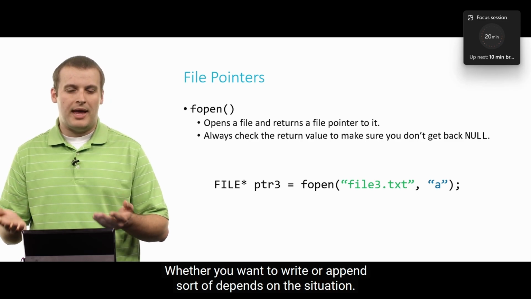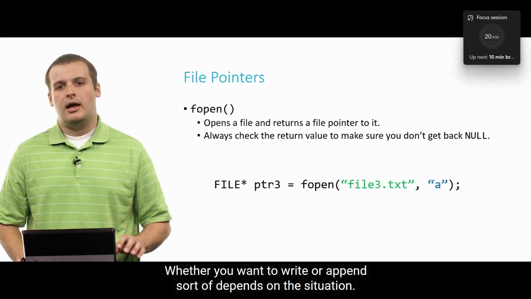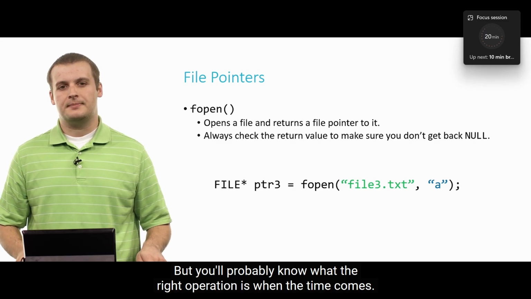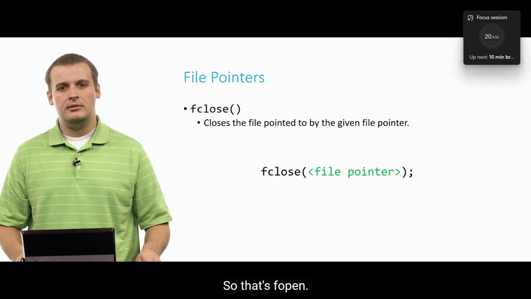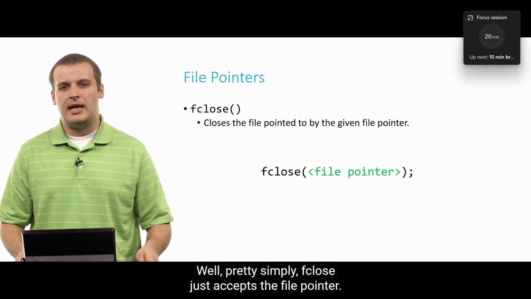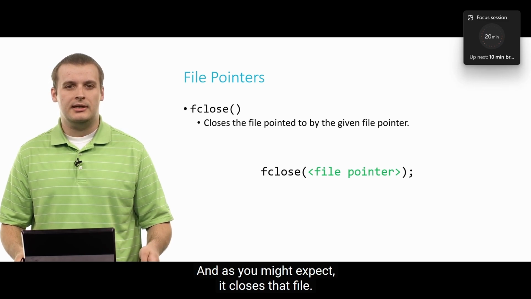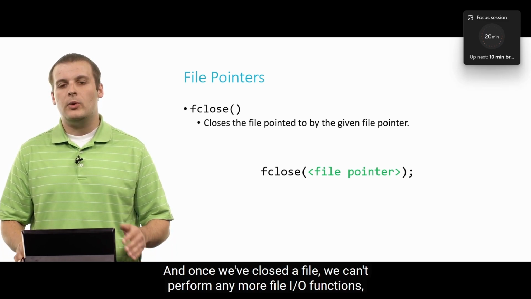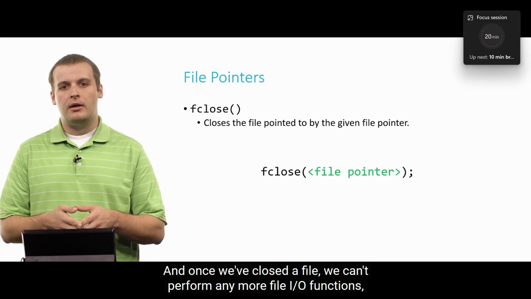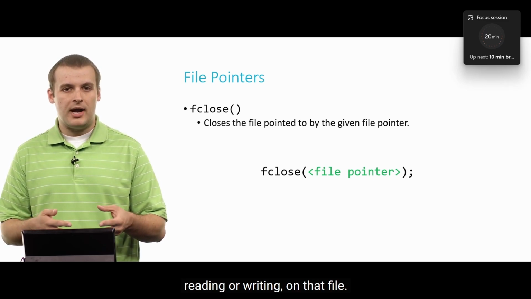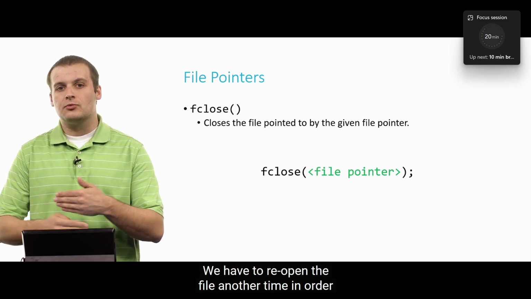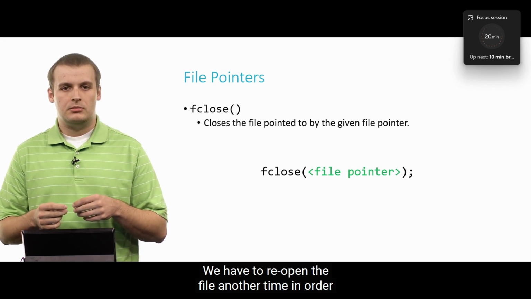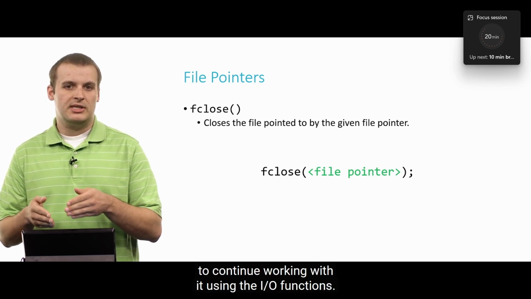Whether you want to write or append sort of depends on the situation, but you'll probably know what the right operation is when the time comes. So that's fopen. What about fclose? Well, pretty simply, fclose just accepts a file pointer, and as you might expect, it closes that file. And once we've closed a file, we can't perform any more file I/O functions, reading or writing, on that file. We'd have to reopen the file another time in order to continue working with it using the I/O function.